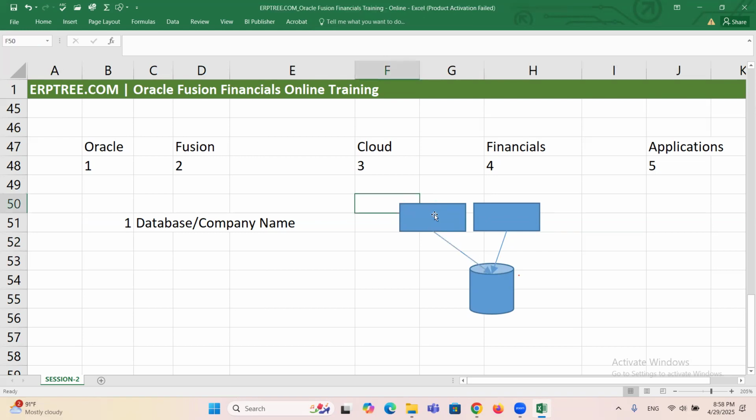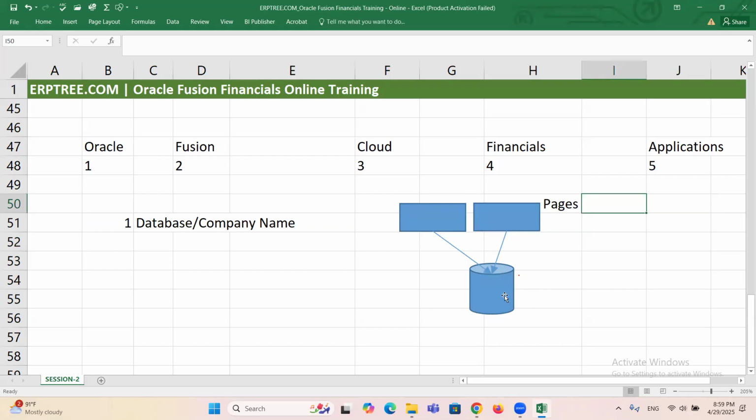Say one page for purchase invoice, one page for payment. Now these two pages are relevant pages you can call payables related pages. By using these pages, you are entering the data, you are storing the data in the database.